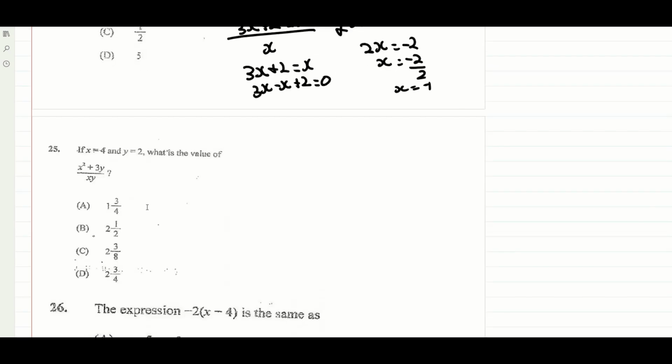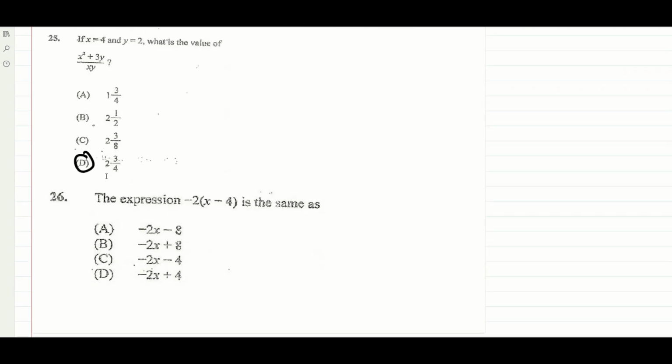Right, next question, I'm not going to do this over, we did this several times. The answer is 2 3/4. 4 4s are 16, 16 plus 2 by 3 is 6, that's 16 plus 6 is 22, 22 over 8 is equal to 11 over 4, 11 over 4 is 2 3/4.